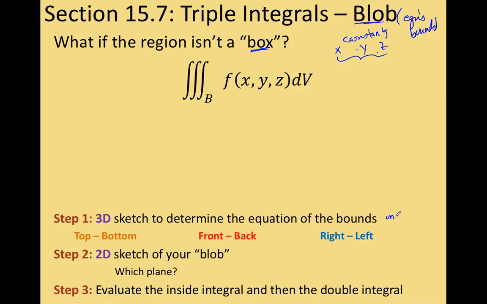And this is your innermost integral. Then from there, you've got 3 scenarios. We're going to talk about each one. After your 3D sketch, you want to make a 2D sketch of your blob, which is really a projection. And you need to think about which plane your projection is in, which helps you with the outer 2 integrals. Then you're going to evaluate the inside integral, and then you've just got your double integral left.